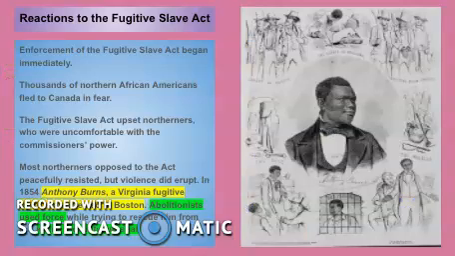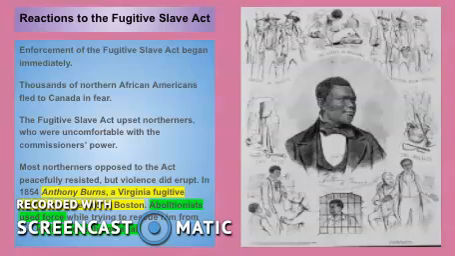There were reactions to the Fugitive Slave Act. Enforcement of the act began immediately. In September 1850, the same month the law was passed, federal marshals arrested African-American James Hamlet. They returned him to a slaveholder in Maryland, although he had lived in New York City for 3 years. Thousands of Northern African Americans fled to Canada in fear. In the 10 years after the Congress passed the Fugitive Slave Act, some 343 fugitive slave cases were reviewed. The accused fugitives were declared free in only 11 cases.